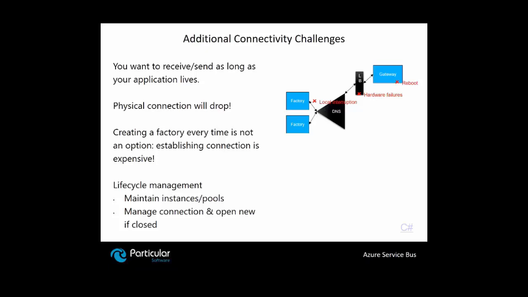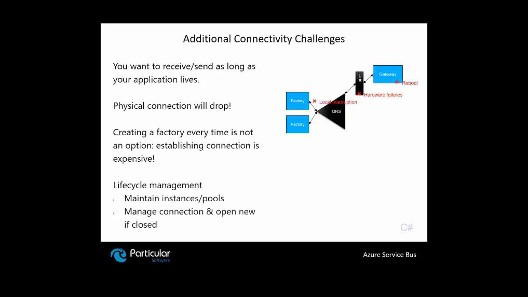You will have local network interruptions. There may be hardware failures, both local and in the cloud. And the gateways where you're connected to, they will have to reboot every now and then as well in order to get software updates. So your physical connection will drop. But on the other hand, establishing this connection is also very expensive. So you don't want to do it over and over and over again for every time you're going to send a message. So what you need to do in this case is to actively manage the life cycle of your factories, right? Especially your factories.